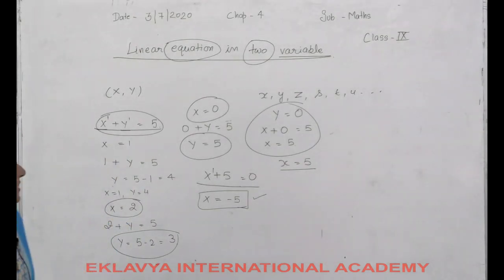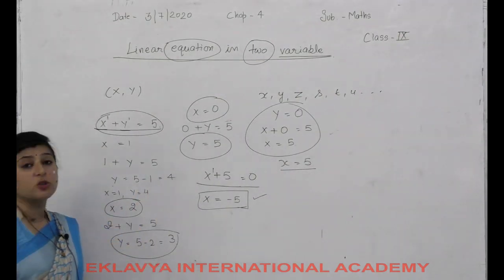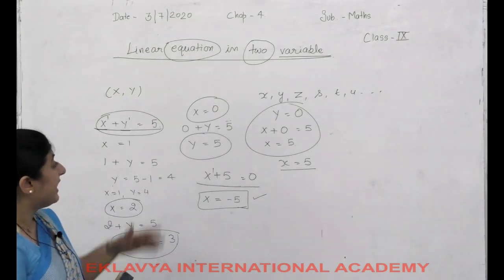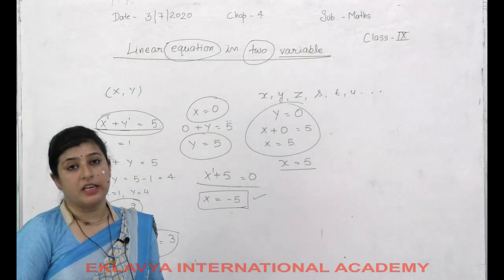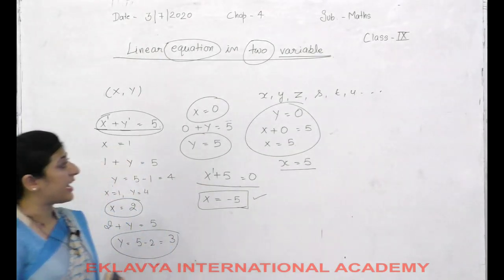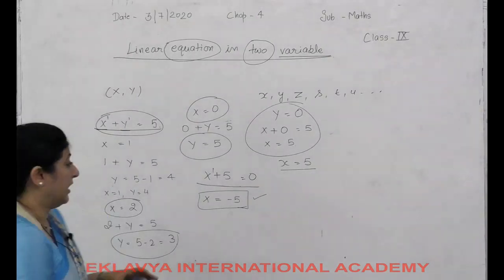So a linear equation in two variables has how many solutions? We can say it has infinitely many solutions. A linear equation in two variables has infinitely many solutions.